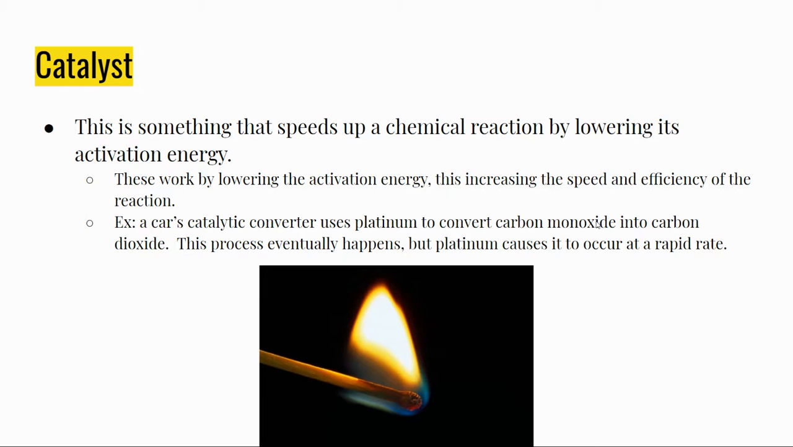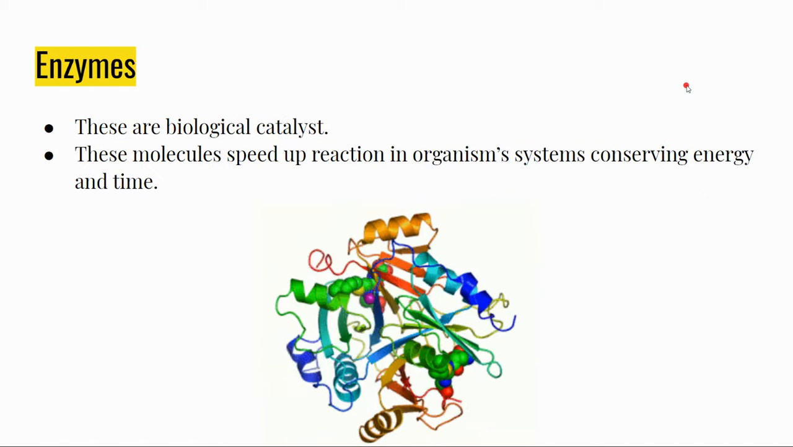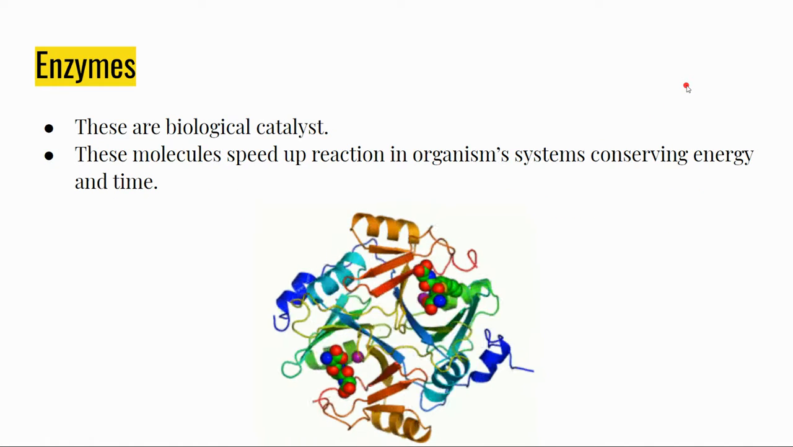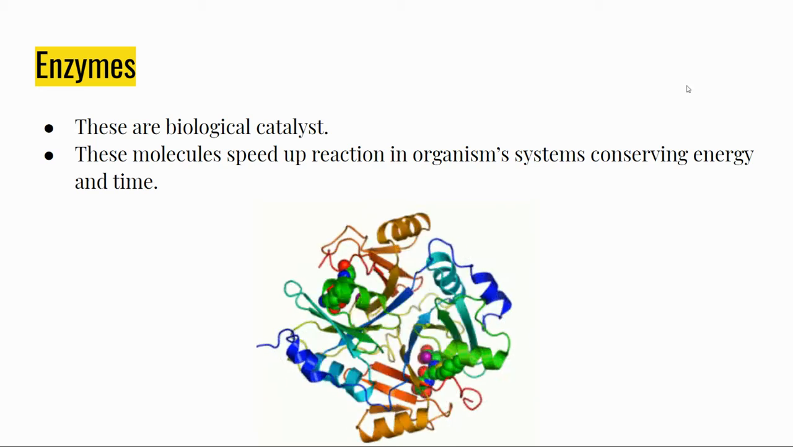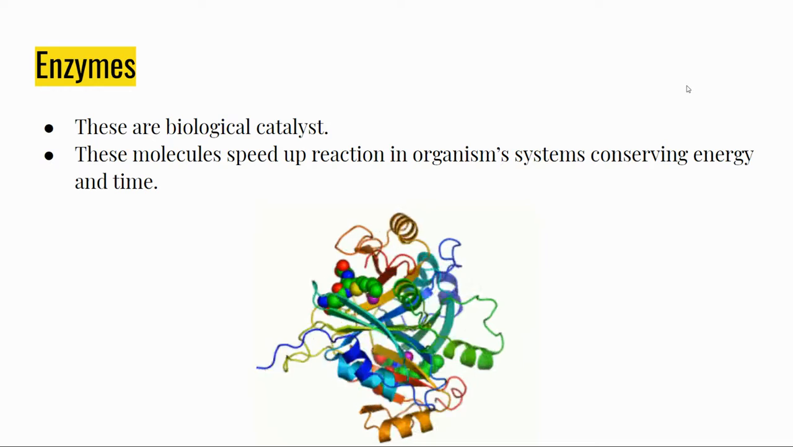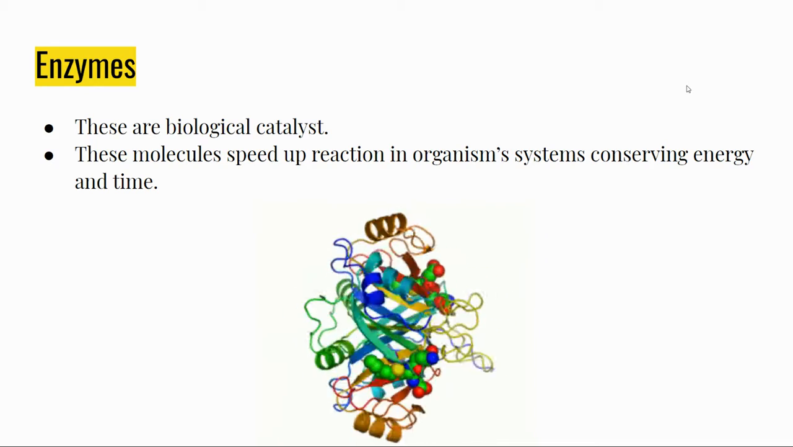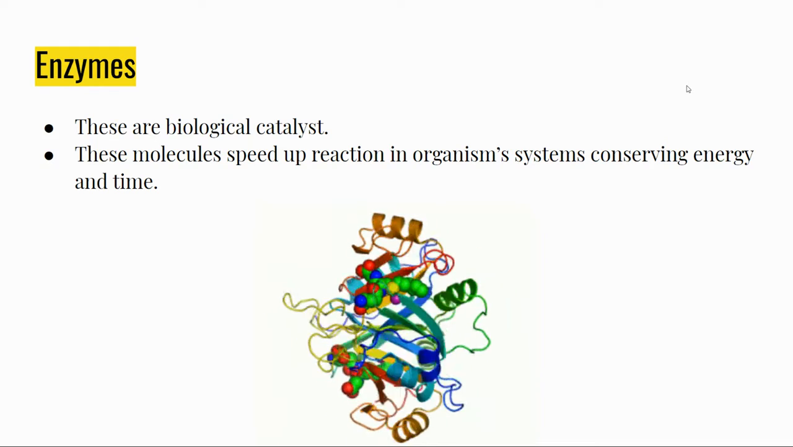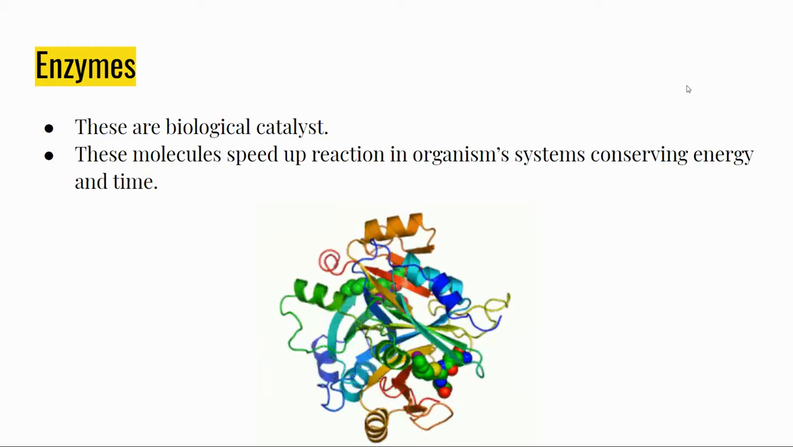You want to be as efficient and as quick as possible. All living things in their body systems want to achieve this. A catalyst helps us make that happen, helps animals make it happen, helps plants make it happen, it helps nature make it happen. So enzymes are biological catalysts. These molecules speed up reactions in organisms' systems, conserving energy and time, making them a more efficient organism, which is going to ultimately mean a higher survival rate.